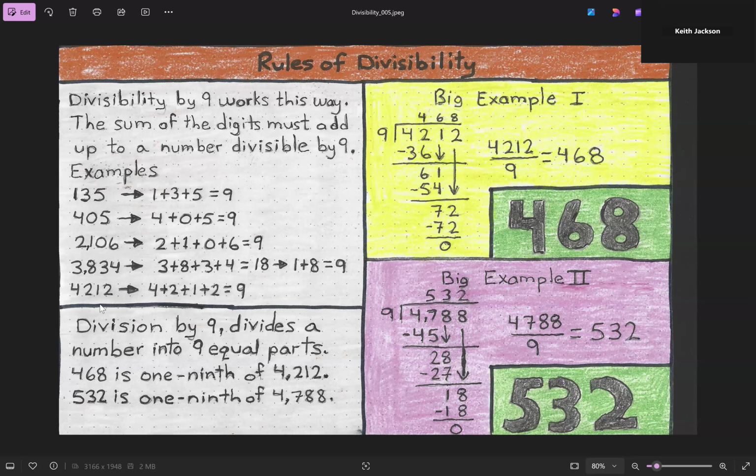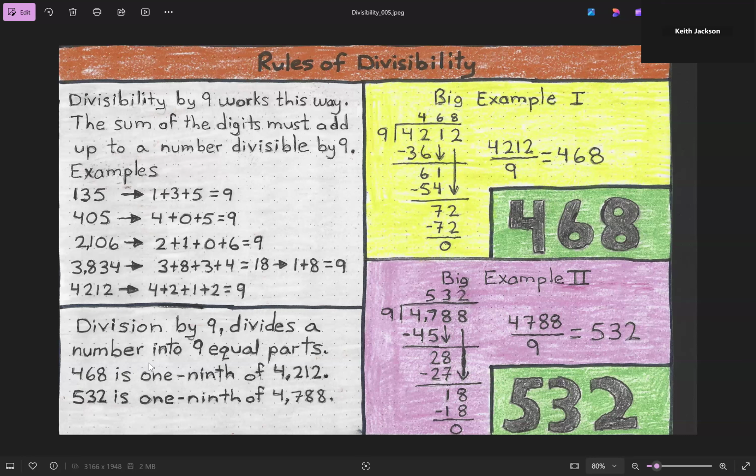Now let's take a look at that 4,212, because it looks like a pretty awkward number to be divisible by 9. After all, 4,212 is an even number and 9 is an odd number. And so what is 4,212 doing being divisible by 9? Well, we're going to find out. But in the meantime, know this.